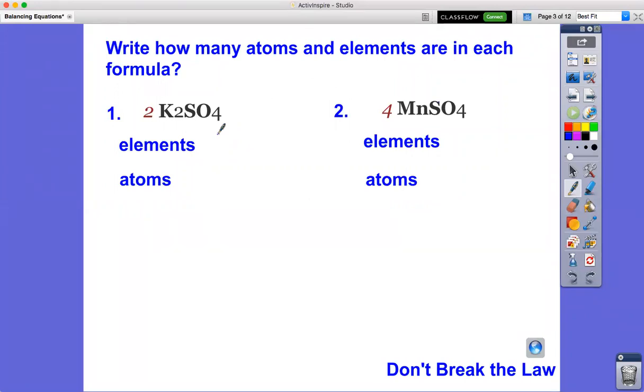Good, Amira. Yeah, 3. Good, Amaya. Cameron, nice job. Hi, Cameron. Okay, so there are 3 elements. Now let's count atoms. So this 2 goes with everything, this 2 just with the K, and this with the 4. So for the atoms, how many Ks do we have?